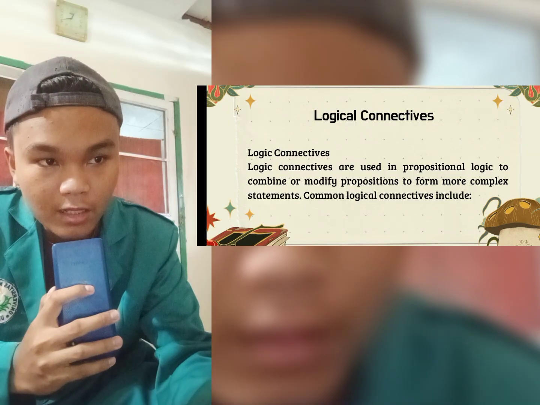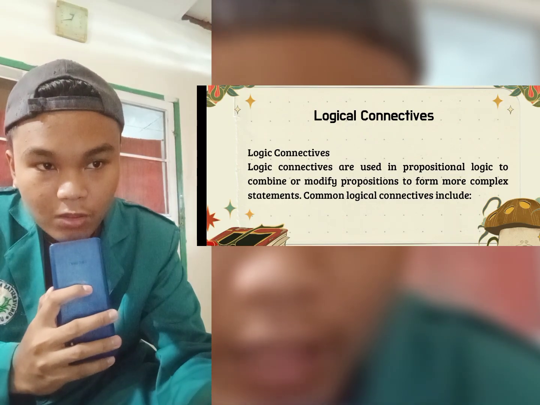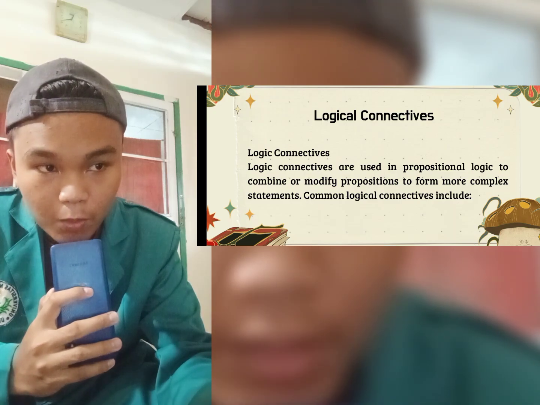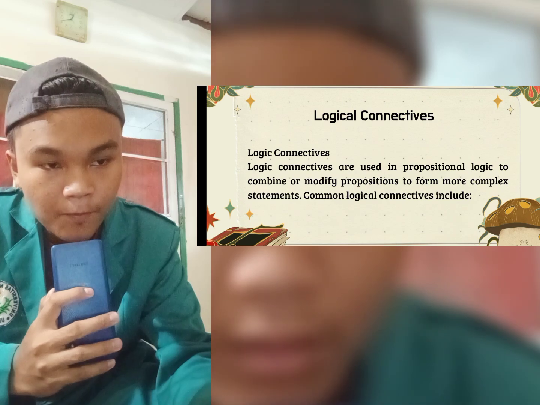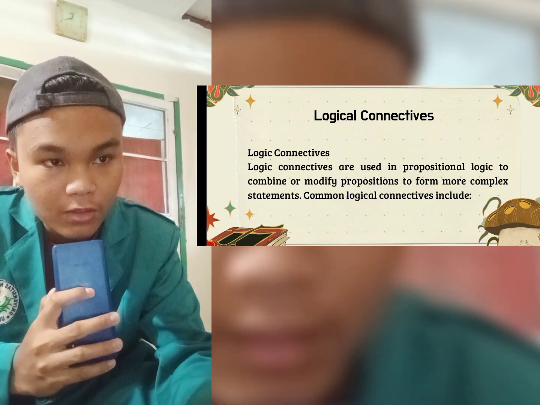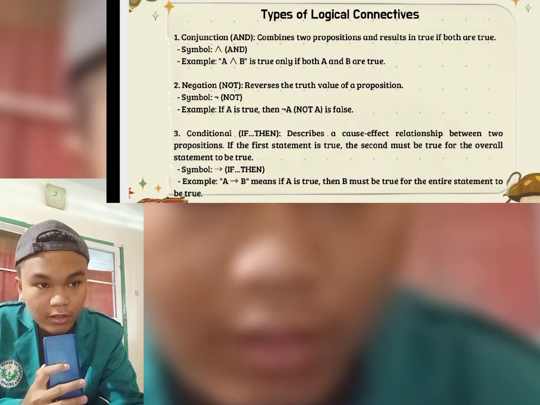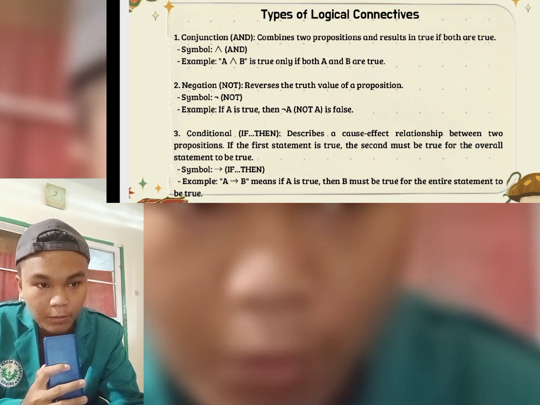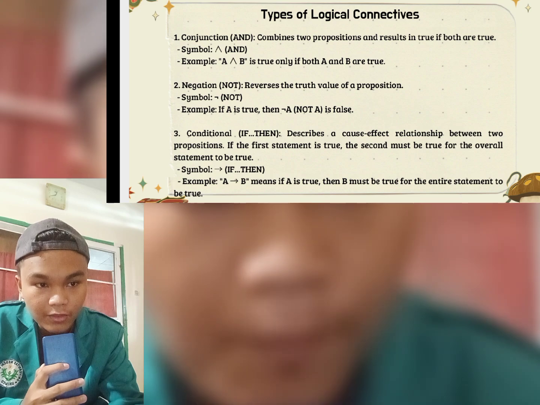The next, logical connectives. Logical connectives are used in propositional logic to combine or modify propositions to form more complex statements. Common logical connectives include number one, conjunction, and. You can see this formula, guys, and symbol. Number two, negation, or not. It is the same symbol and example. And number three, conditional, if then.